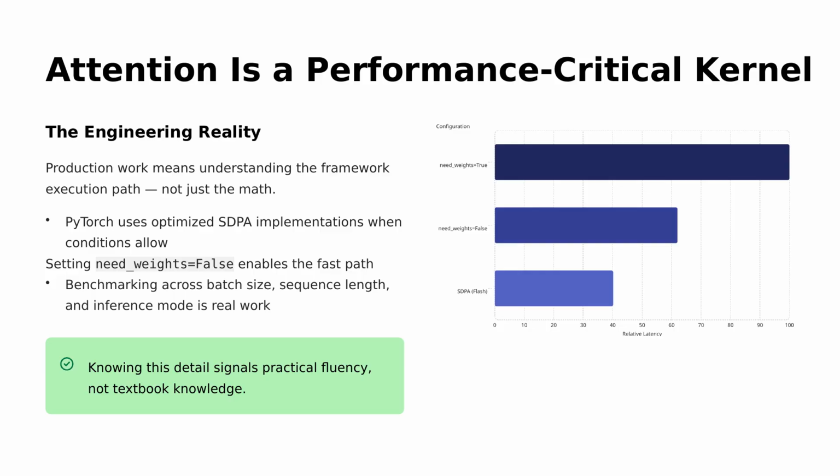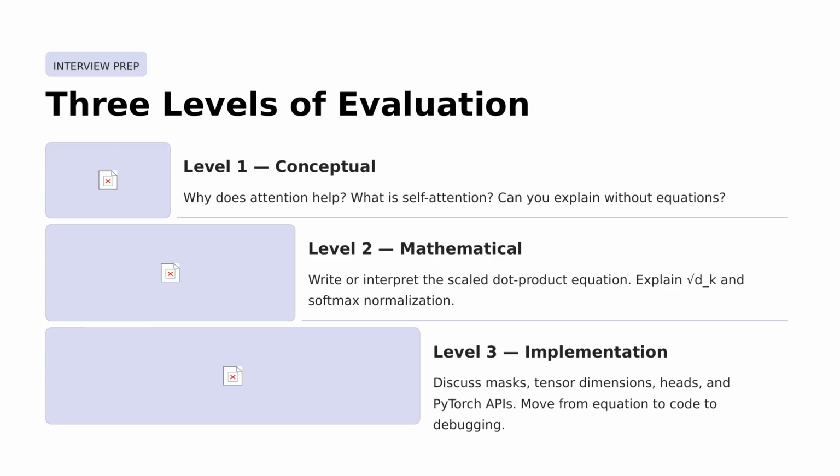Attention isn't just a math concept. It's a performance-critical kernel. In production, what matters is understanding how the framework actually executes it. In PyTorch, scaled dot-product attention can take optimized fast paths, but only when the right conditions are met. Even something like setting need_weights to False can matter, and validating that across batch size, sequence length, and inference mode, that's the kind of hands-on benchmarking that shows real engineering fluency.